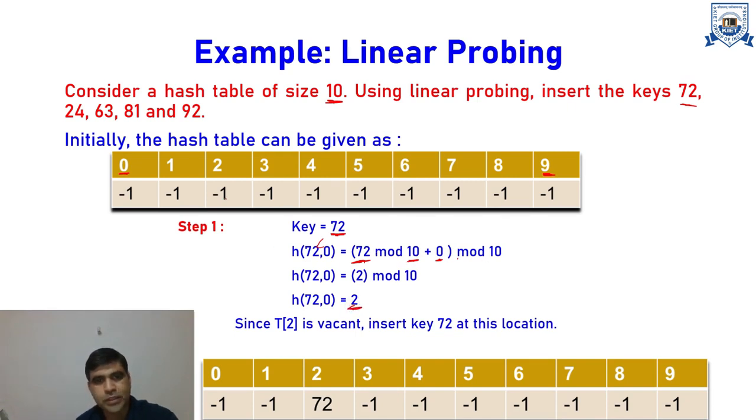Location 2 is empty. It is available for storing a value. So there is no collision in this particular case, and 72 can be stored. 72 is stored in location 2, because here no collision has occurred.